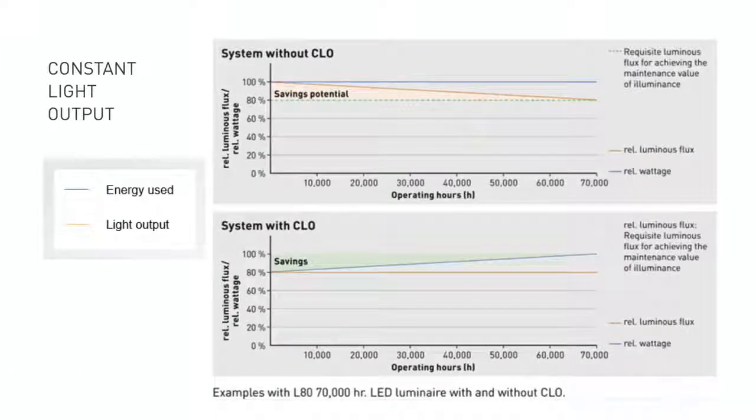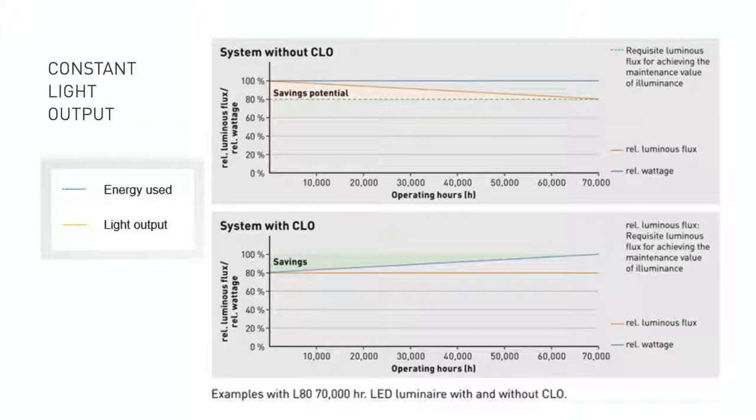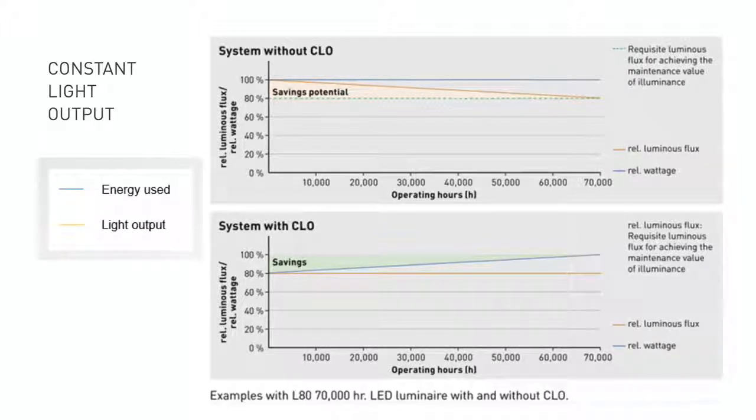In the graph for a system without CLO, the blue line shows the energy used and it remains constant throughout the life of the project. The orange line shows the light output, which reduces over time. So to make sure that we have enough luminous flux at the end of the life, we overlight at the beginning, and the orange shaded area shows the wasted energy.